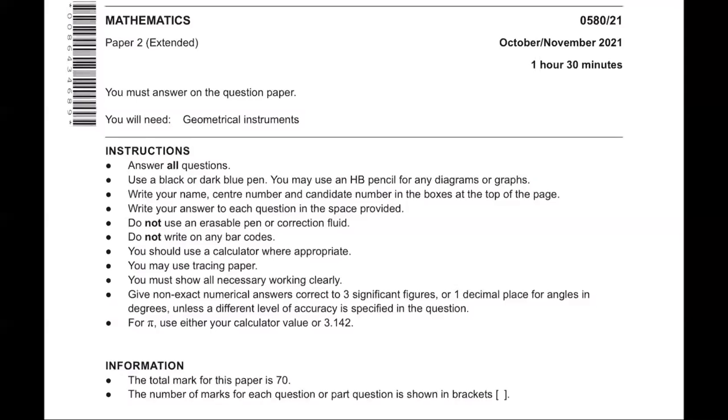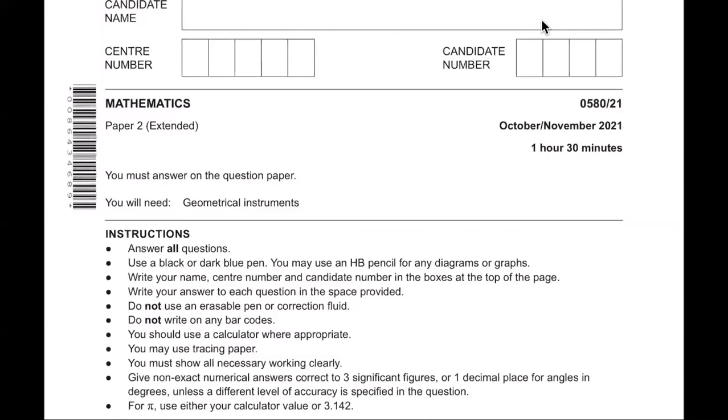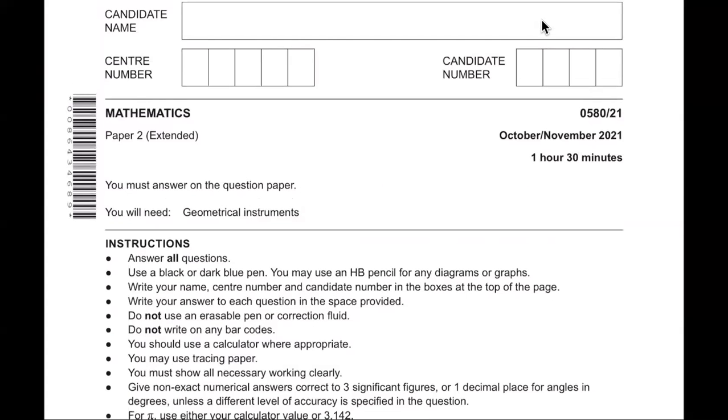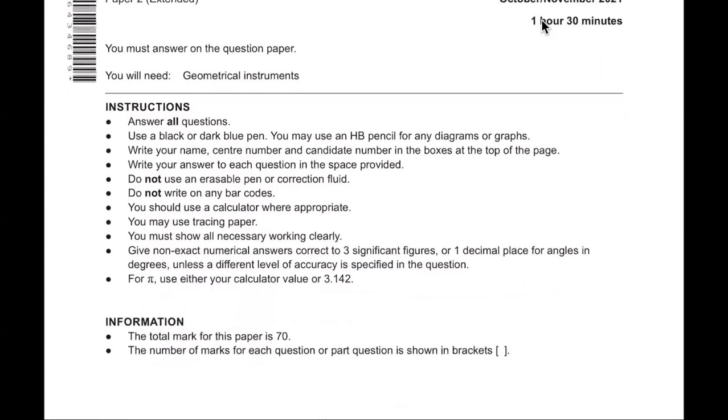Let's look at Mathematics Paper 2 Extended. This is for October/November 2021, Variant 2. Okay, so this is for Paper 2, the first variant.